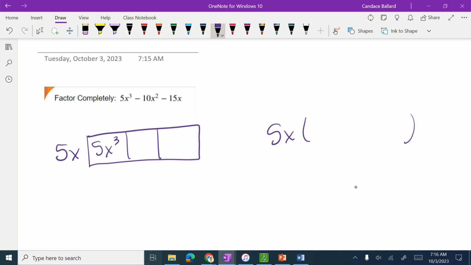So if I am using the box, I need to know what times 5x is 5x cubed, and that's x squared. Then I ask myself what times 5x is negative 10x squared, and that would be negative 2x. And then I ask myself what times 5x is negative 15x, and that would be negative 3. Whether I use the box or not, I do have to write it over here like this.